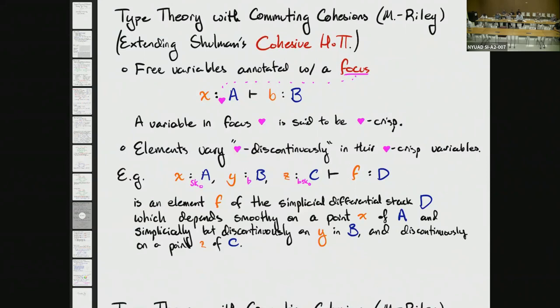Maybe what does this mean again? Like you say, okay, X is a type of A. What does it mean? So what is the extra information? Basically, what we're saying is it's not about A, and it's not really even about X. It's about B. Because what it's saying is that B varies discontinuously in X.